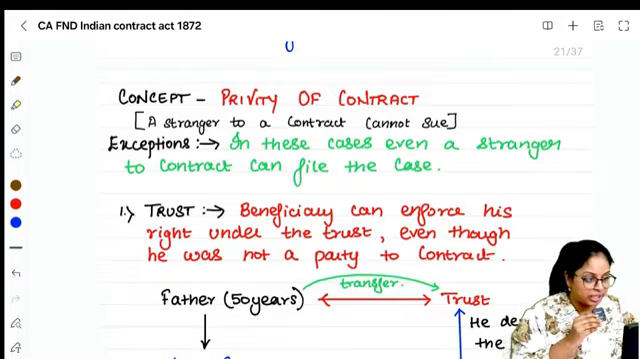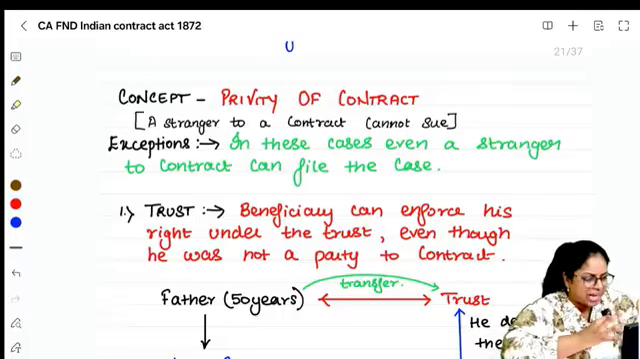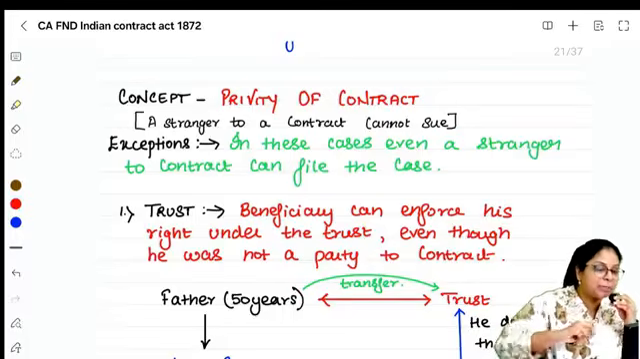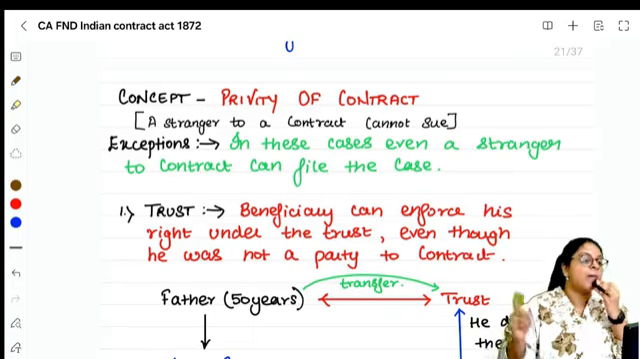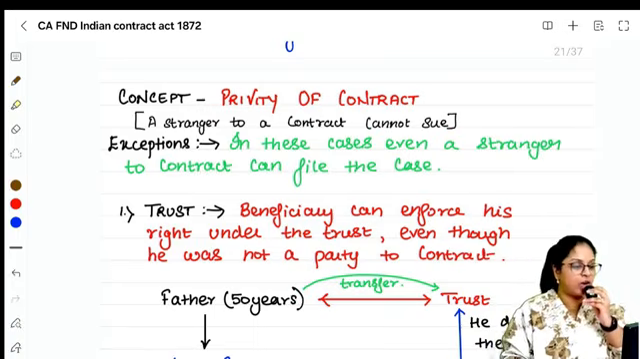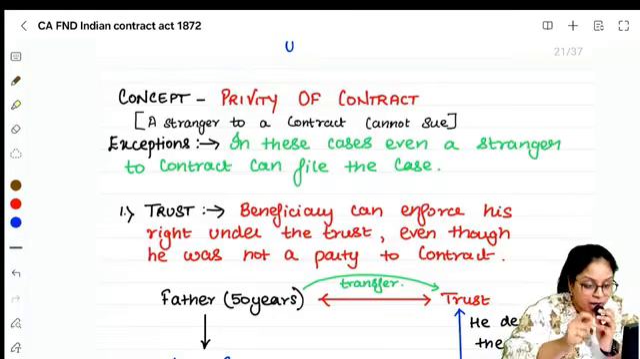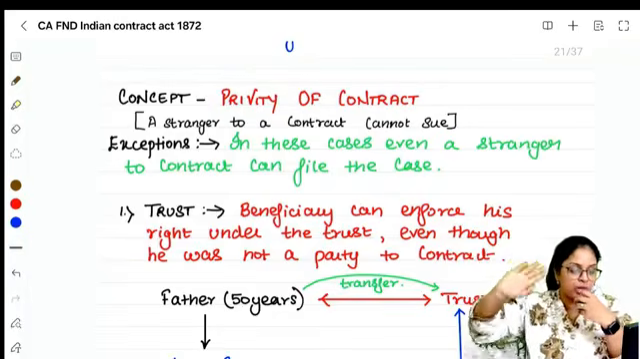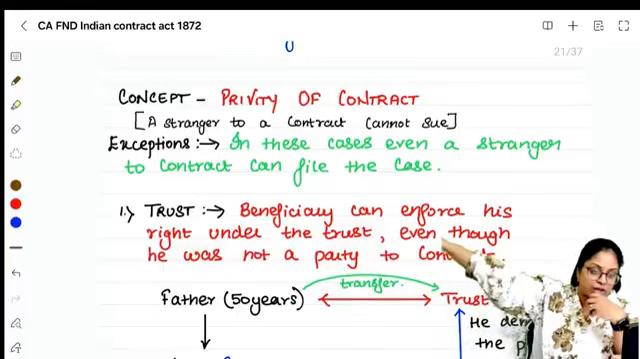The doctrine of privity of contract says that a contract is a very private arrangement between two people. If a breach happens, those two people can file a case against each other but not the others. This is the general rule, which says that a stranger to a contract cannot sue on the contract.